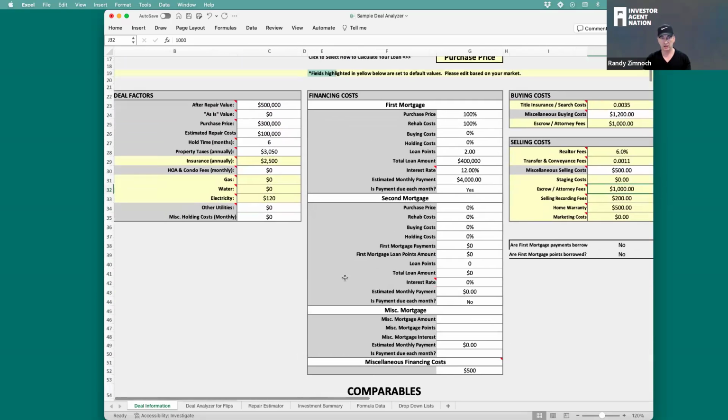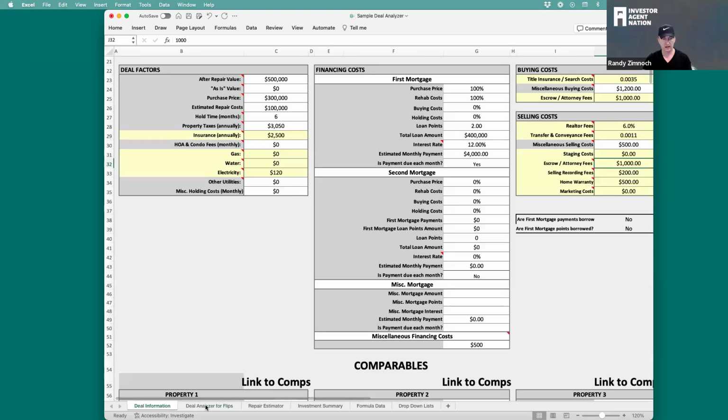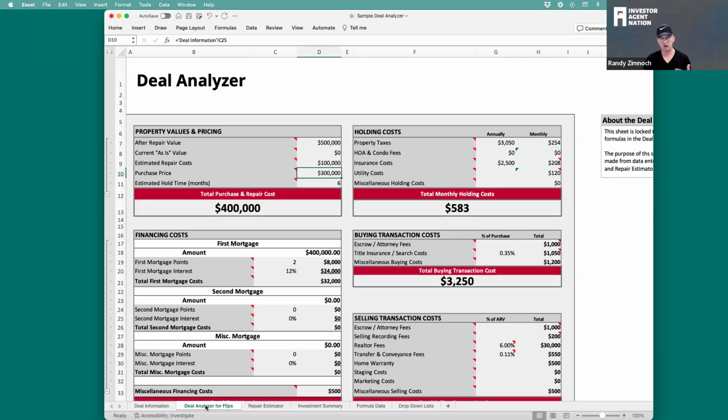So once I input all this, it takes all the information and spits it into this second sheet, which is the deal analyzer for flips. And notice it carries over the $500,000 after repair value, the repair costs, purchase price. Everything I entered there, it carries over, but it also starts calculating our holding costs automatically. There are a lot of formulas built into this deal analyzer, so I don't have to do it in my head. I need to be able to plug things in quick on the first sheet, and just tell me where I'm at. What do I need to be offer-wise to make this deal work? And then on to the next one.